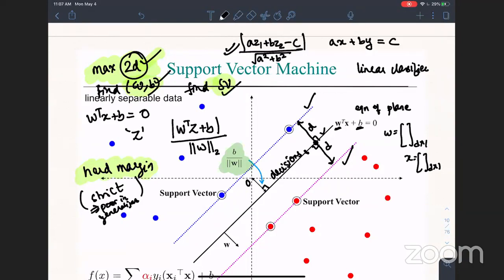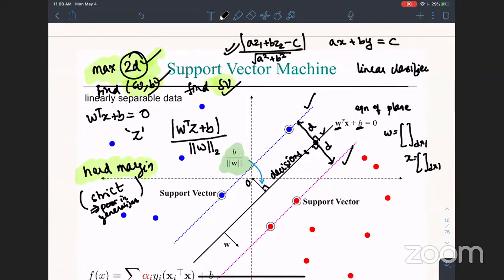Saurabh, Gaurav, what is the intuition behind the distance from the origin? I just wanted to bring in this flavor of what this B by W is, right? It is the distance from the origin to this plane.